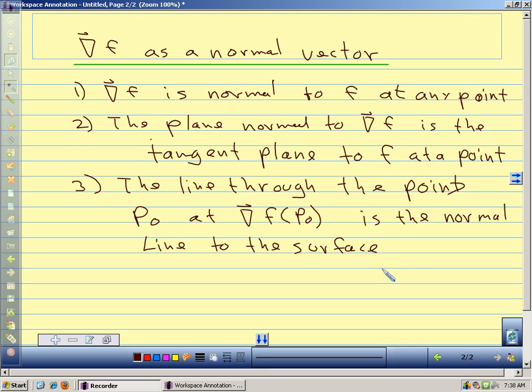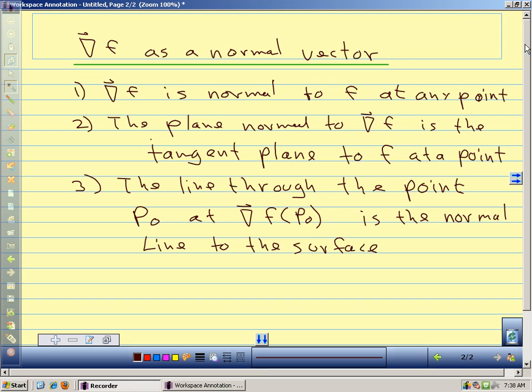So del f gives us a normal vector. From the normal vector, we can find a tangent plane at any point, and we can also find a normal line to our surface at that particular point. And the idea of a normal vector to a surface is an important idea that we're going to use a lot, especially in chapter 15.